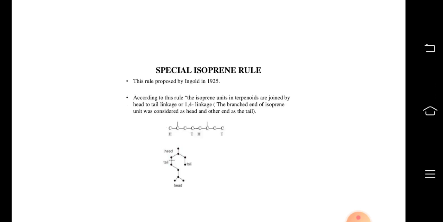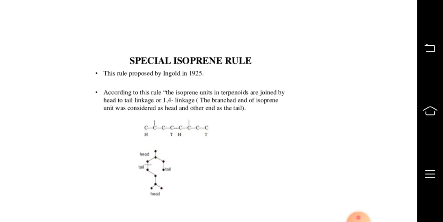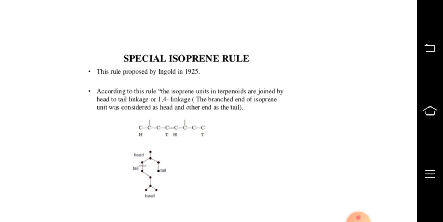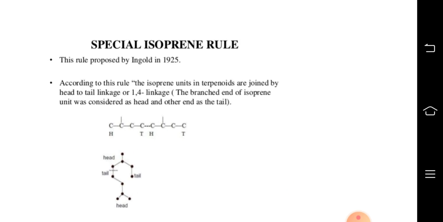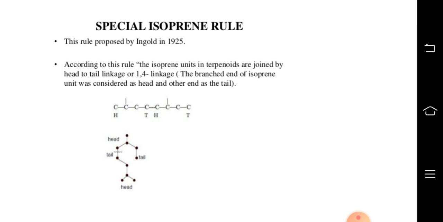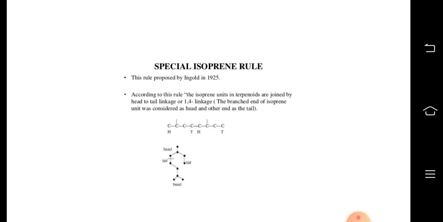Special isoprene rule. The rule was proposed by Ingold in 1925. According to this rule, the isoprene units in terpenoids are joined by head to tail linkage, or 1,4 linkage. The branched end of the isoprene unit was considered as the head and the other end as the tail. So you can see where the head is, where the tail is, and how the two units have got fused.